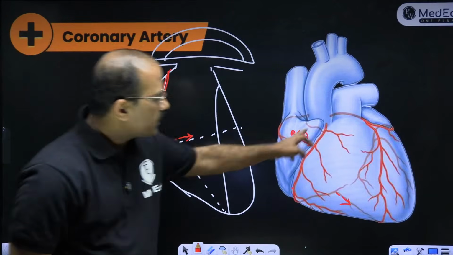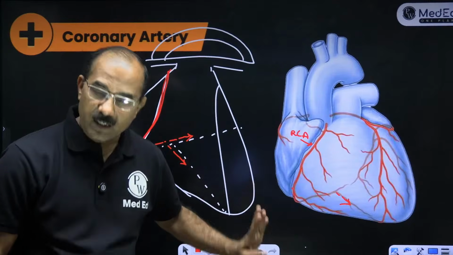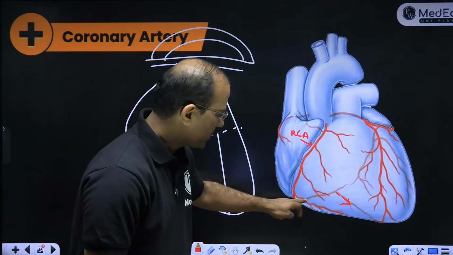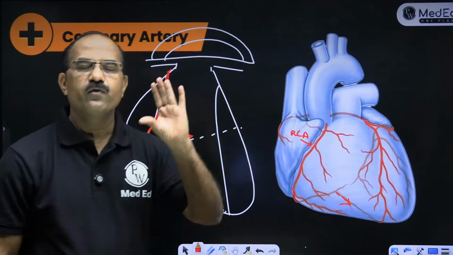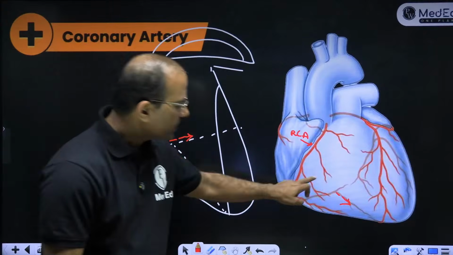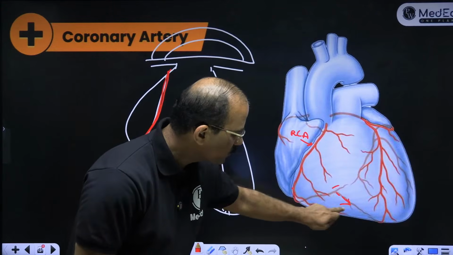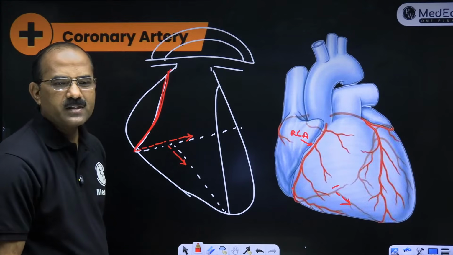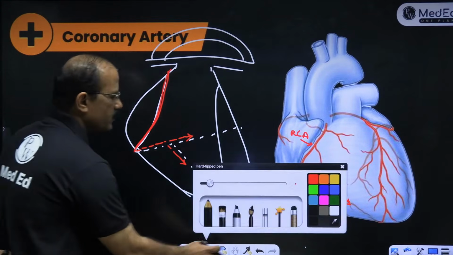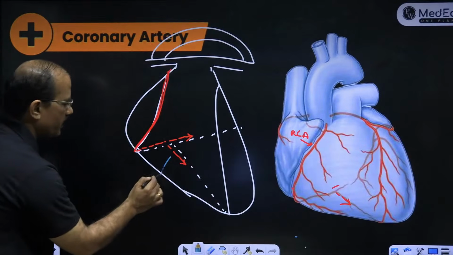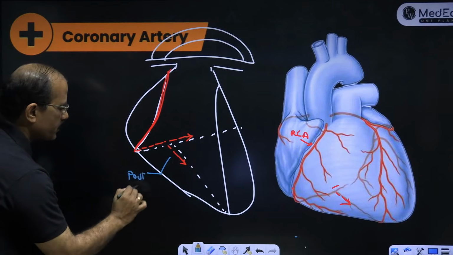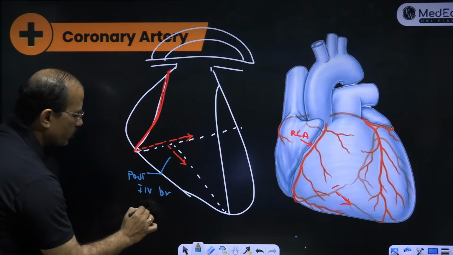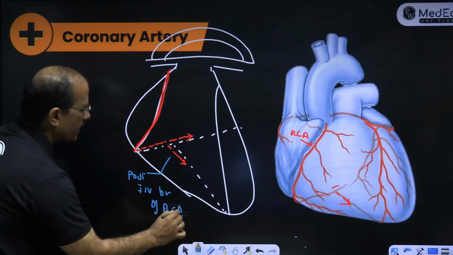So the right coronary artery first runs in the anterior atrioventricular groove. Now it goes in the posterior atrioventricular groove. It gives a branch here. Tell me its name. What is this branch? Yes, come on, students, come on. What is this branch? This is the posterior interventricular artery. That's the posterior interventricular branch of the right coronary artery.